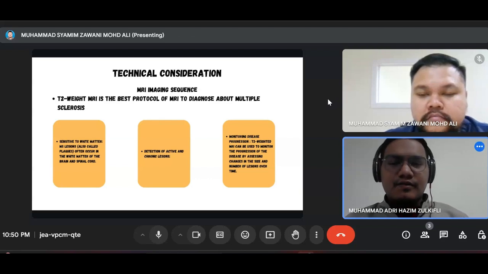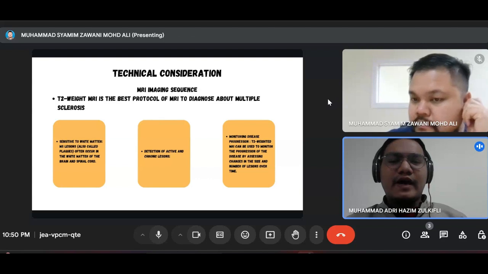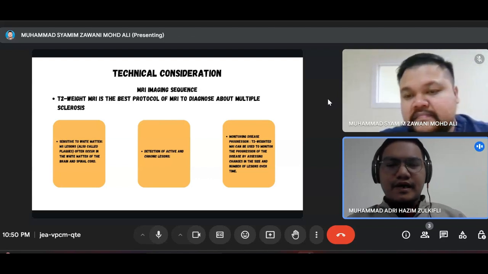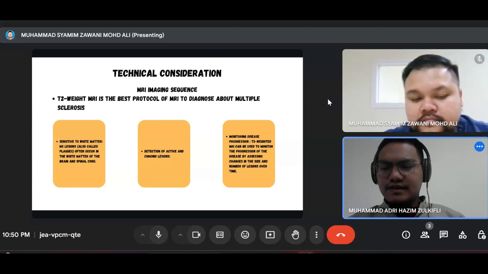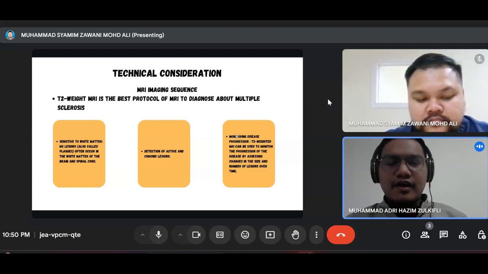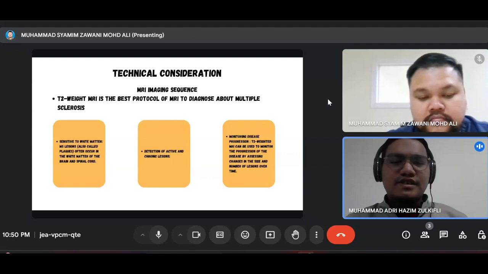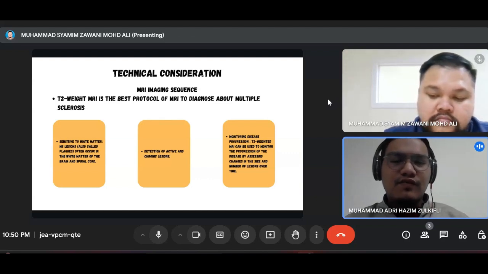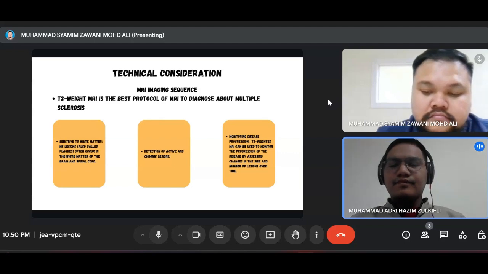Next, T2 weighted MRI can also help in the detection of active and chronic lesions. And lastly, T2 weighted MRI can help in monitoring the disease, and it helps us see the progression, either the increase in the size and number of lesions over time. Okay, next.